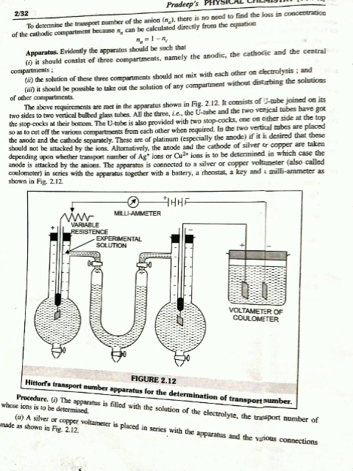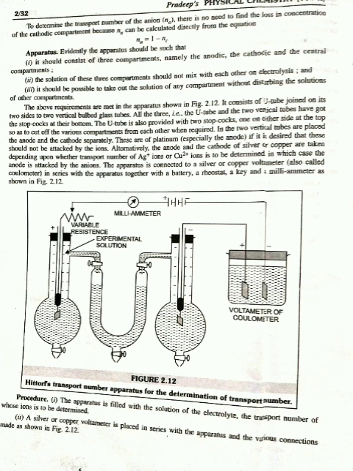All the three, that is the U tube and the two vertical tubes, have stopcocks at their bottom. The U tube is also provided with two stopcocks, one on either side at the top, so as to cut off the various compartments from each other when required. In the two vertical tubes are placed the anode and the cathode separately. These are platinum, especially the anode, if it is desired that they should not be attacked by the ions.